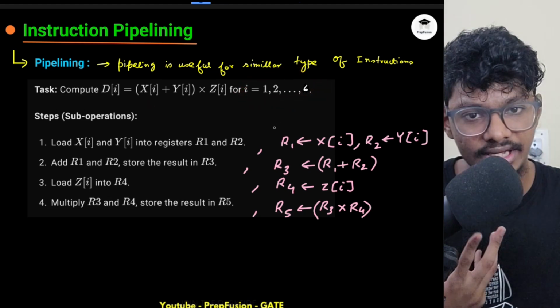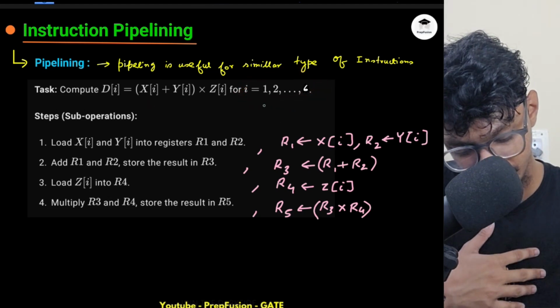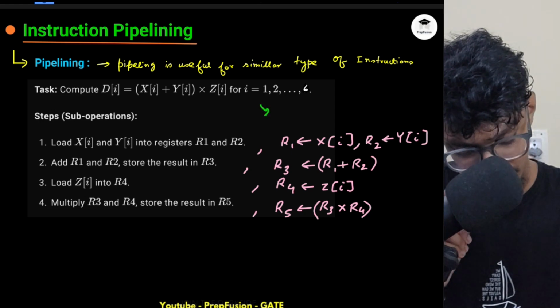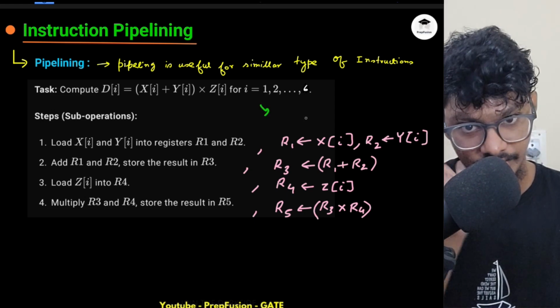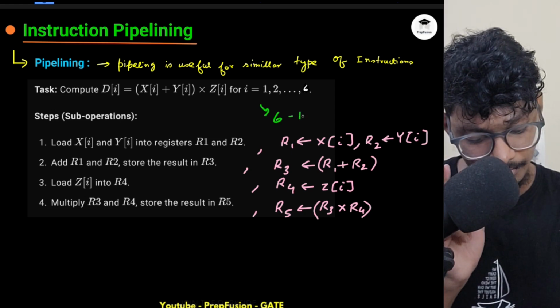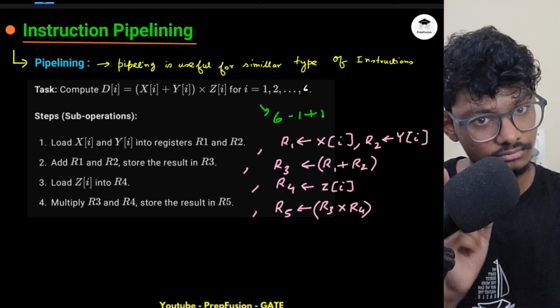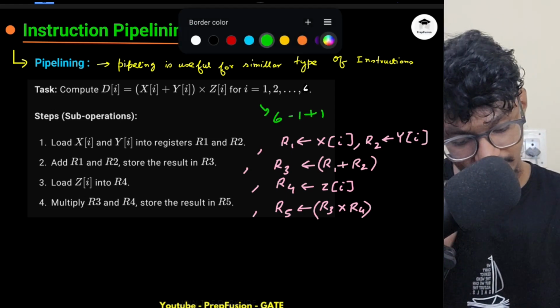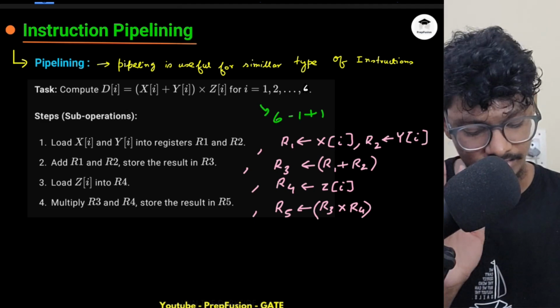So how many elements do I have? 6. How do I calculate the number of elements? Just remember this basic thing. To calculate the number of elements between 2 numbers, what do you do? You write the final number minus the initial number plus 1. Okay, remember this thing. This will be very, very helpful in future. Trust me.